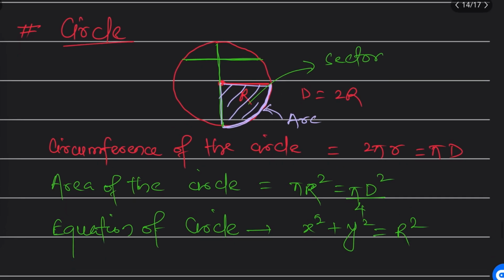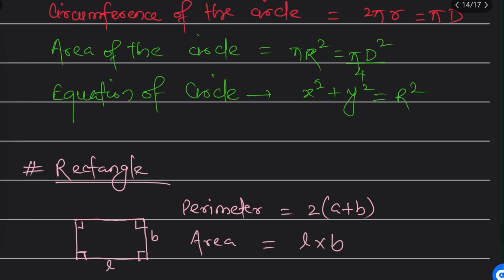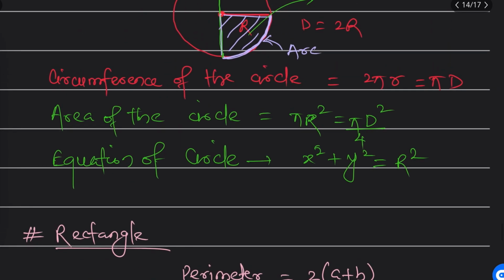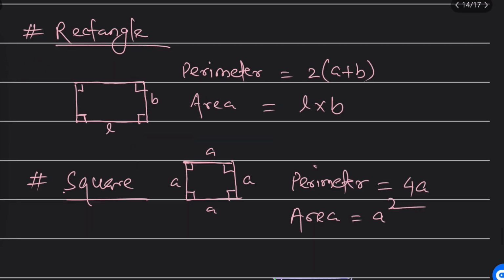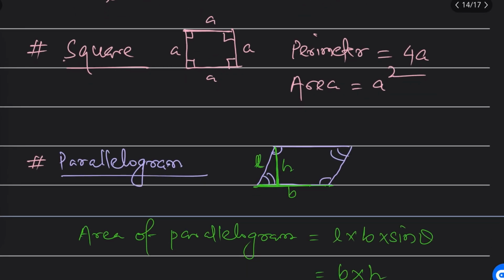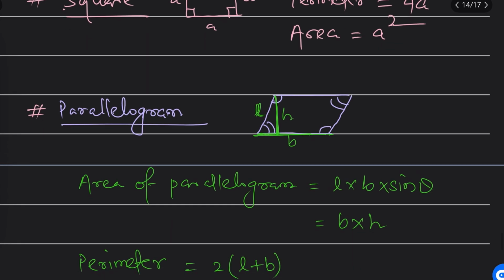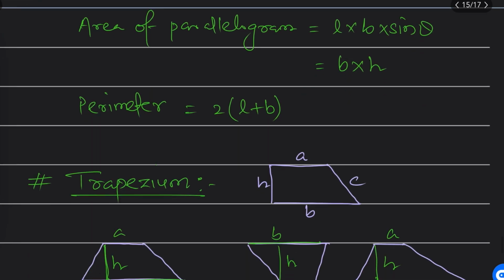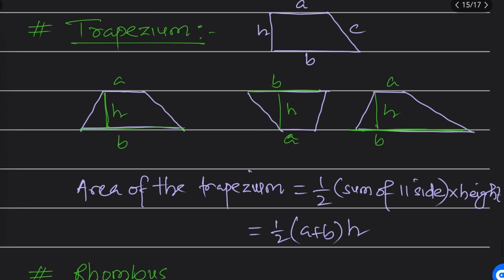And then we discussed circle and properties of circle, what the perimeter or circumference of a circle is, area of circle, then equation of circle. Then rectangle, we discussed in detail, perimeter and area, everything. And then square, area and perimeter also. Then we discussed parallelogram, area of a parallelogram. Then we discussed trapezium.